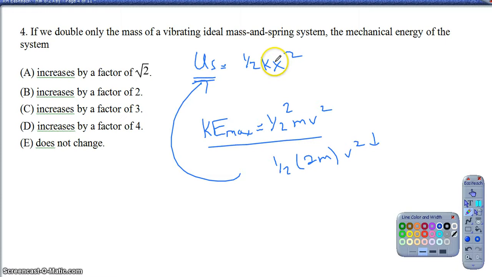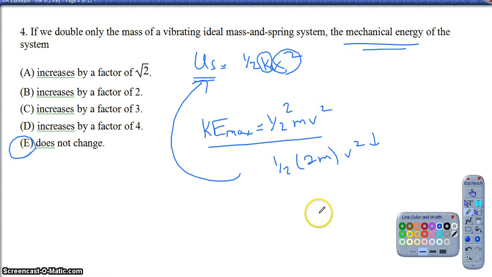By doubling the mass, it did not have any impact on the spring constant or how far we initially compressed the mass spring system, right? So the spring constant and the position were not changed, and therefore the total energy of the system does not change. The mechanical energy of the system does not change. So option E is my correct choice.